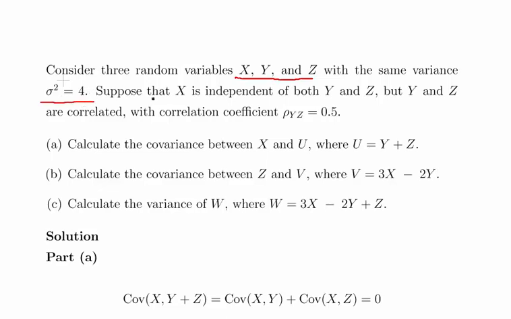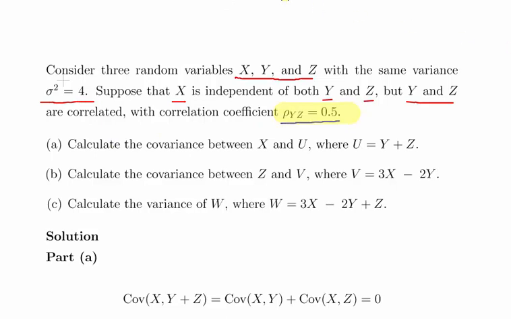Okay, let's remember that. Suppose that x is independent of both y and z, and that y and z have a correlation coefficient of rho equals 0.5. The subscript yz is just to emphasize it's between those two variables. So two key things to remember there, two identities to get started with. So we've got three questions here.